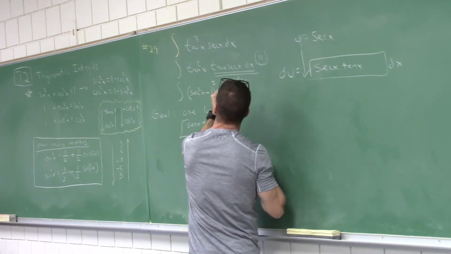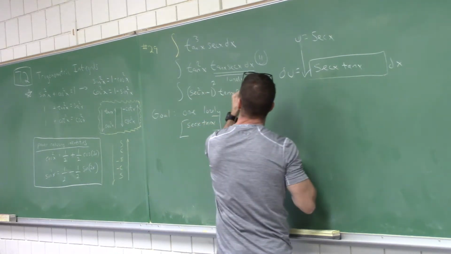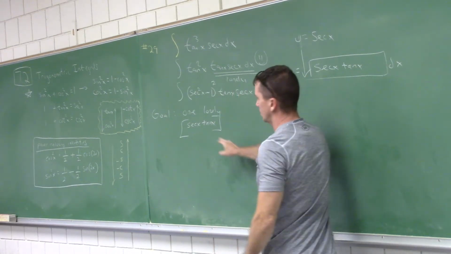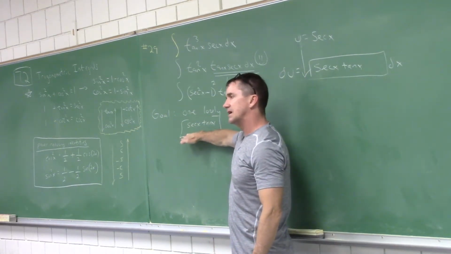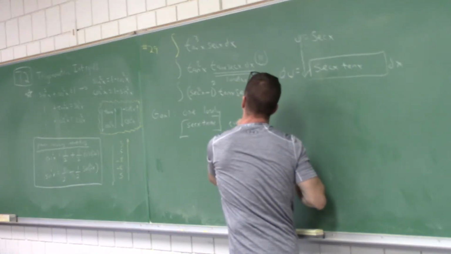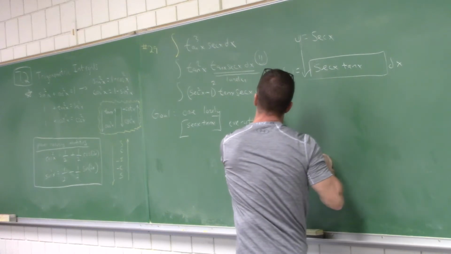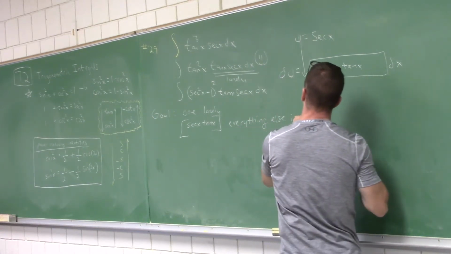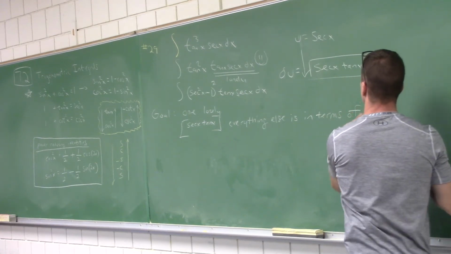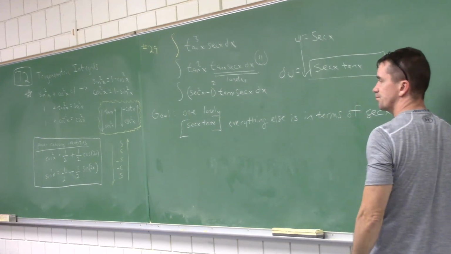And there's that lonely tan x, secant x, dx. One lonely secant x tan x. Everything else is in terms of secant of x, right?